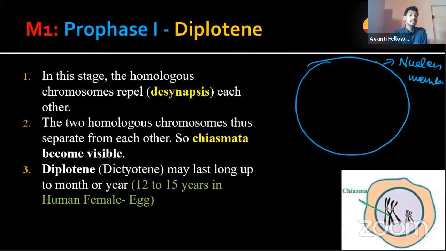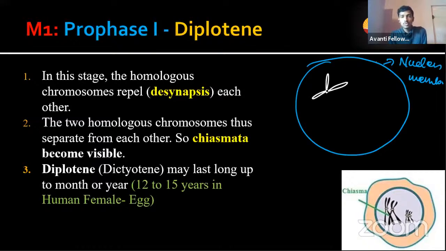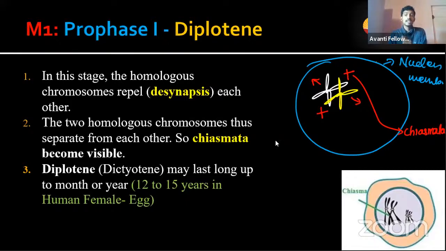So what happens here? These chromosomes want to go away from each other, but the crossing over is not over yet. In this particular structure, these chromosomes want to go in this direction, but in between they are joined, they are linked. That particular linkage looks like an X kind of structure. That's why we call that structure the chiasmata. The exchanging area where gene or DNA exchange is happening is what we call the chiasmata. It becomes visible.